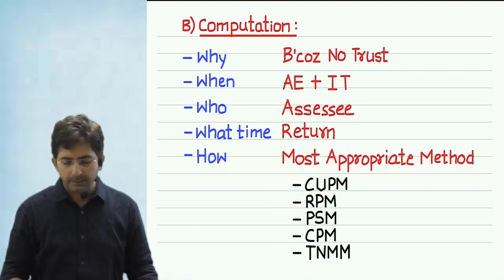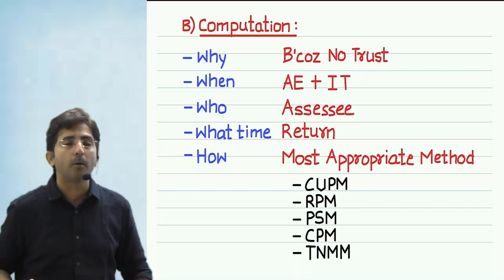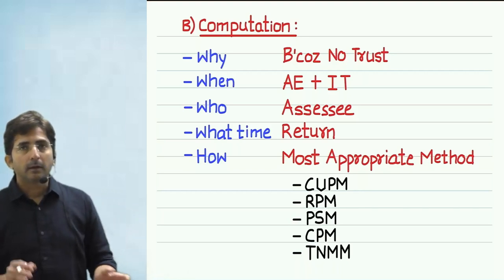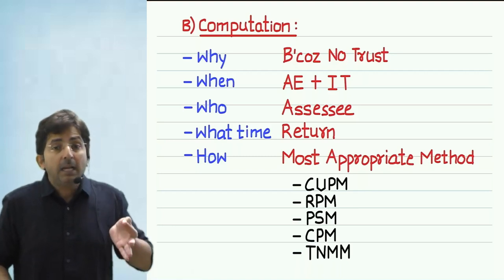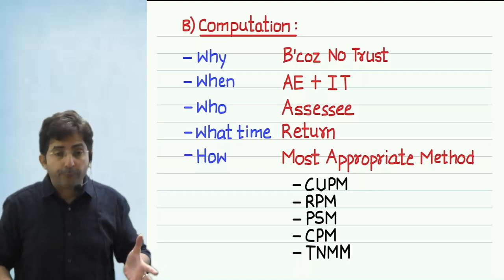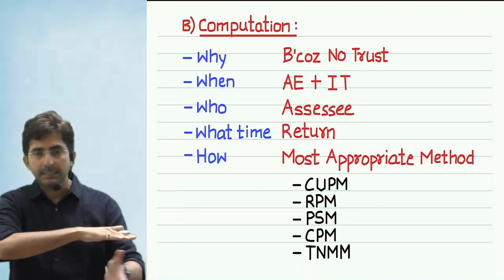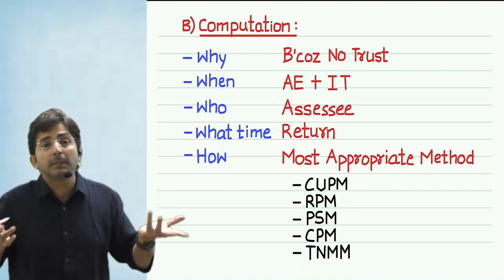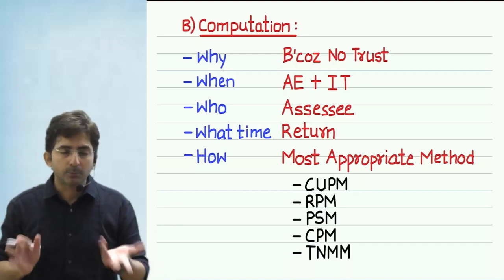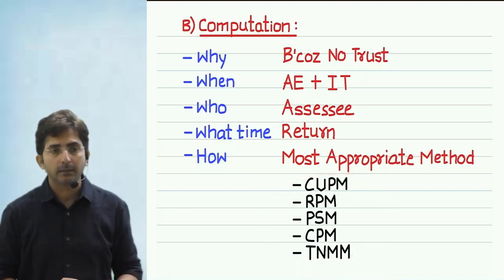Name the methods again: CUPM, RPM, PSM, CPM, TNMM. Full form? Comparable uncontrolled price method, resale price method, profit split method, cost plus method, transactional net margin method, and then last, any other method as may be prescribed. But as may be prescribed means that it depends upon the budget. As of now, these methods are there.